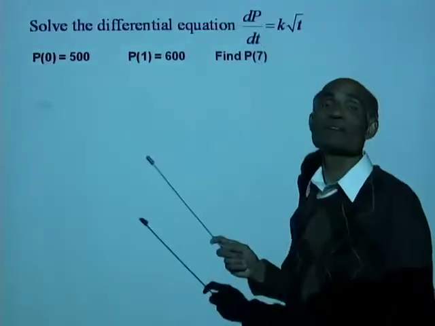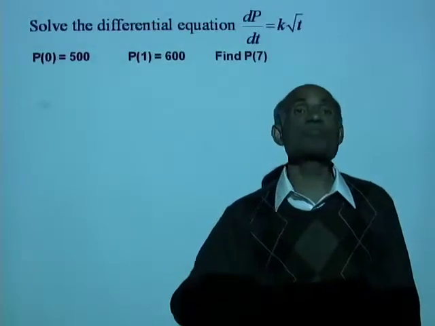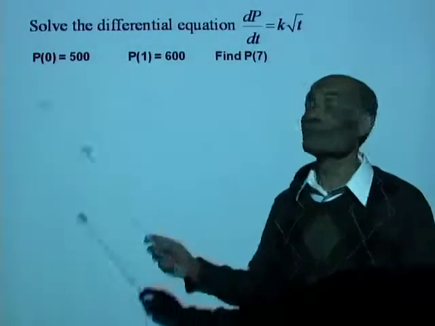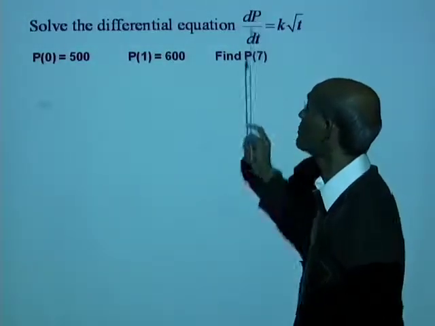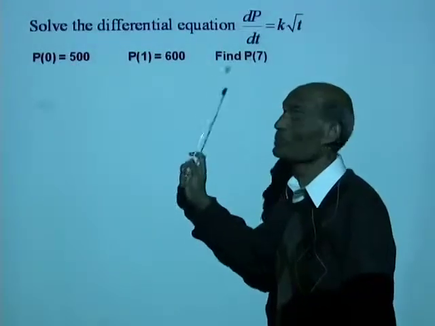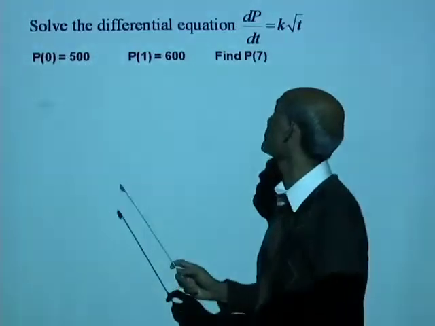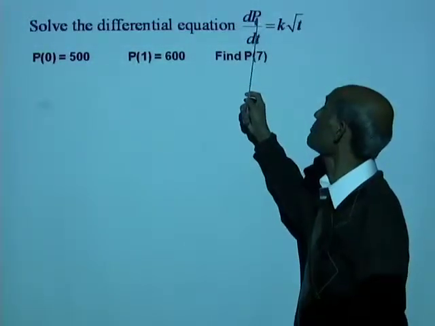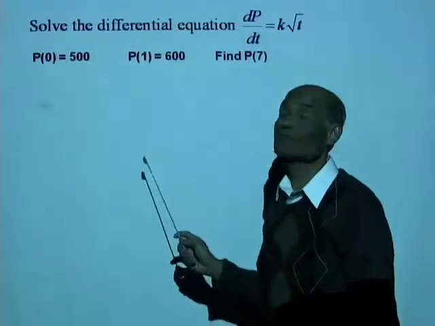That is p. So, in solving the differential equation, what are we solving for? We are solving for the dependent variable p. There you are. And we are given some of these values. What does that mean? P of 0 equal to 500. It means the value of p when t equal to 0 is 500.